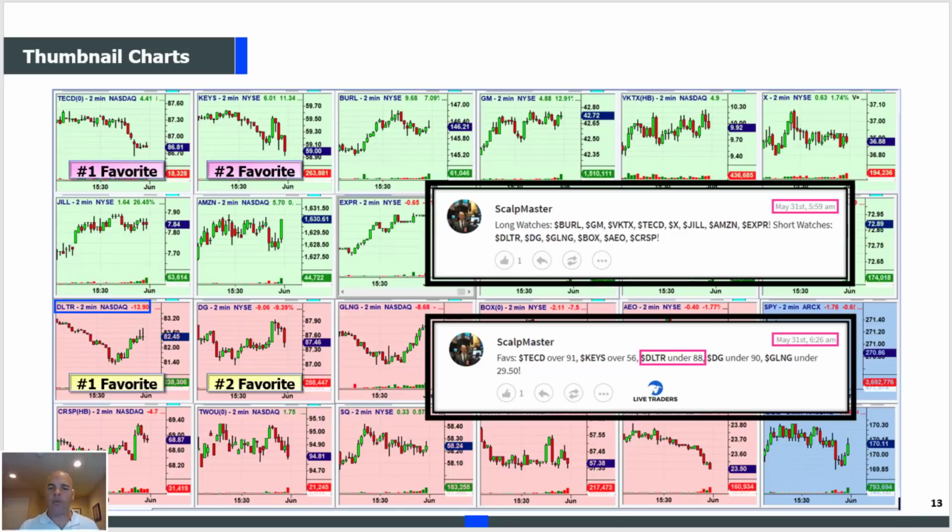Now, I frequently get asked, well, how many stocks do you watch, Jared? It depends on how many stocks I find. For me, the maximum long stocks I'll watch is 12. The maximum short stocks I'll watch is 10. I have two little slots down here on the bottom right for the market. I want to see what the market's doing as well. So I won't watch more than 12 longs or 10 shorts.